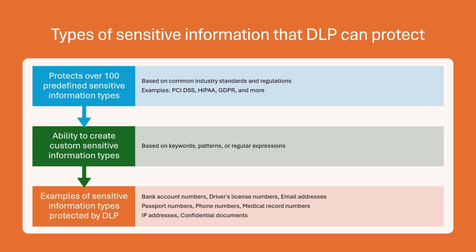Now, we can also create our own custom sensitive information types based on keywords, based on patterns, or based on regular expressions. Some of the examples of sensitive information types that DLP can protect are things like bank account numbers, driver's license numbers, email addresses, password numbers, phone numbers, medical record numbers, IP addresses, and confidential information.